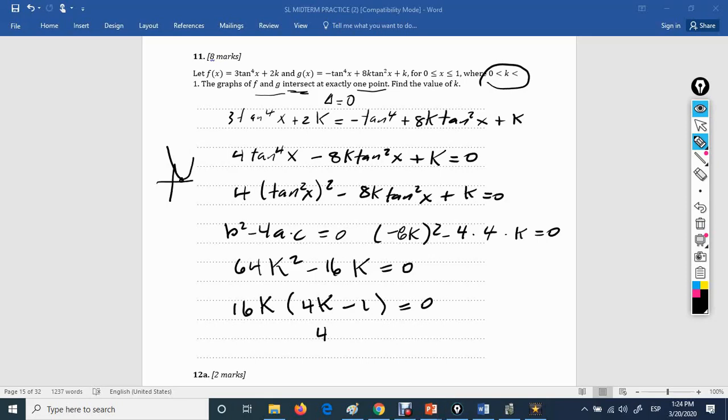So 4k minus 1 equals 0. Solving that, we know that k has to equal 1/4. And that would be the answer. And the end of this video.